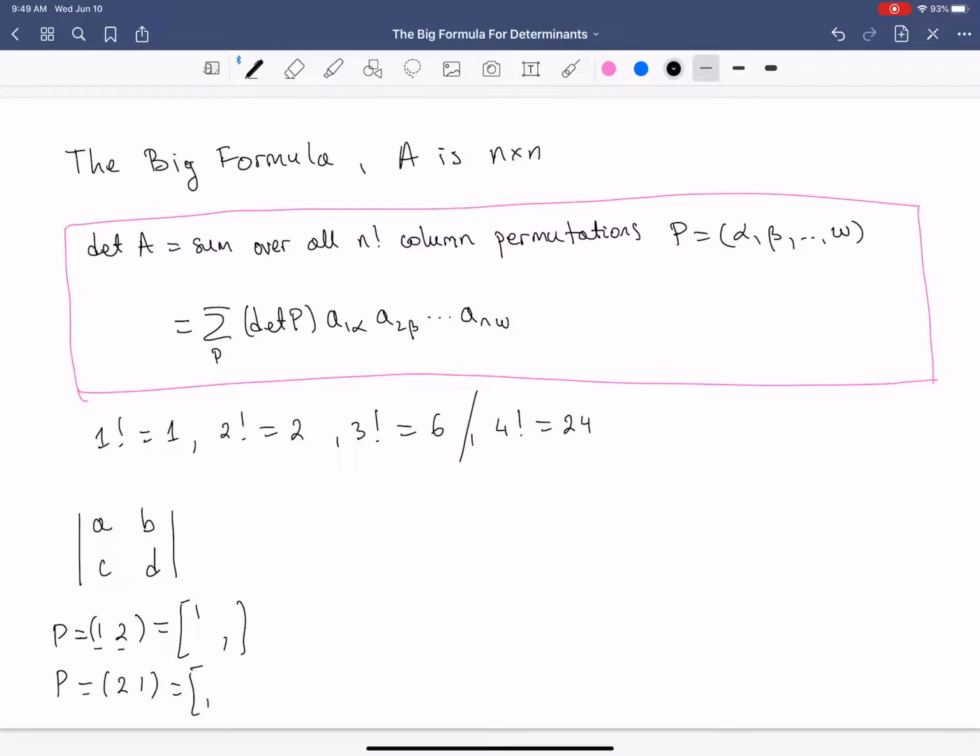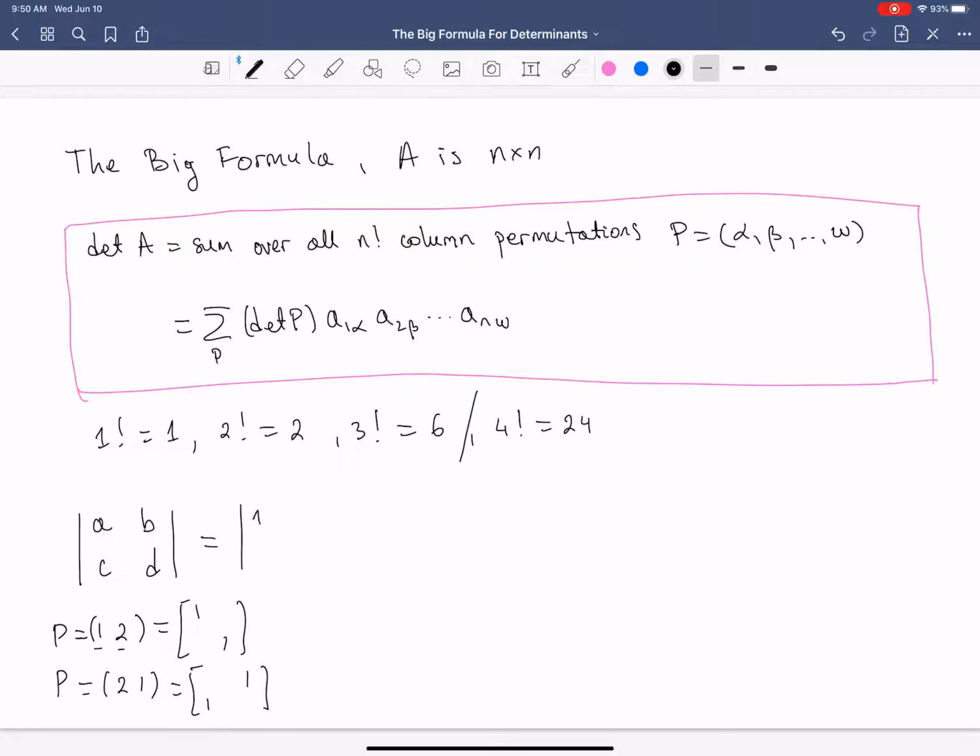And the other one is 1, 1 like this, right? This is the second column of the identity matrix placed in the first position. And this is the first column of the identity matrix placed in the second position. And so the formula continues to say that the determinant of the matrix A, B, C, D is the determinant of this first permutation 1, 2.